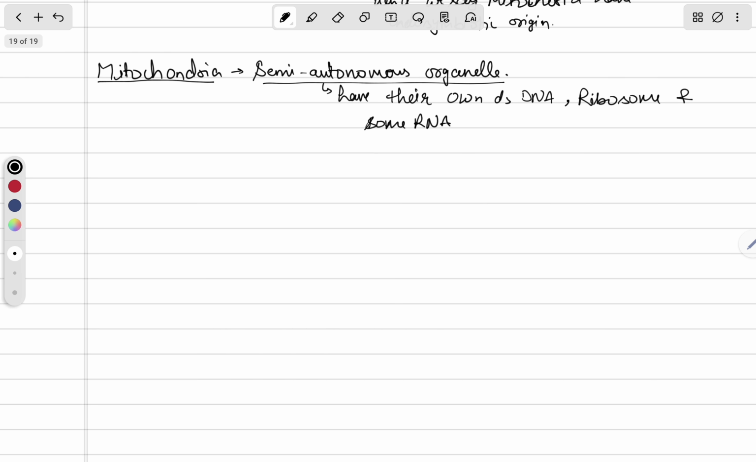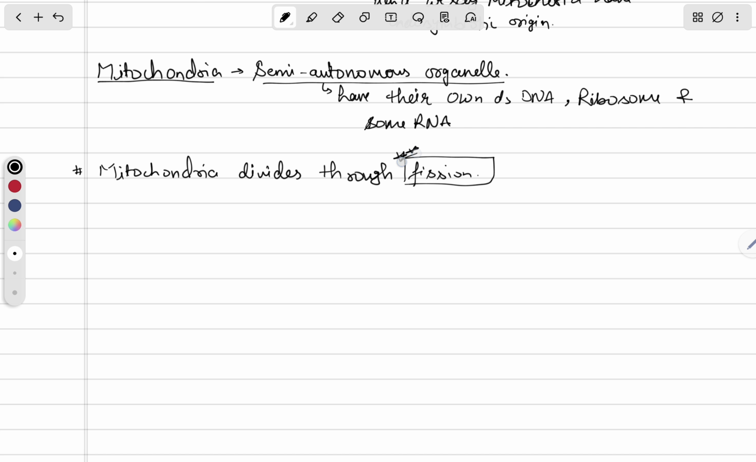Next important point about mitochondria: just like a cell, mitochondria also divide. And what is the mode of division of mitochondria? Mitochondria divide through fission, meaning simply it divides into two mitochondria. So you have to remember this, it may come in your exam. Mitochondria divide through a simple fission mechanism.